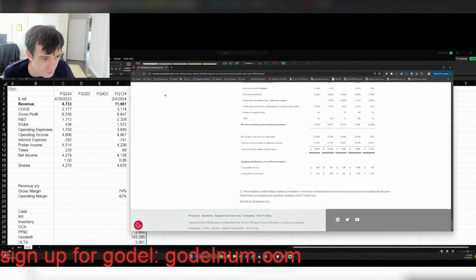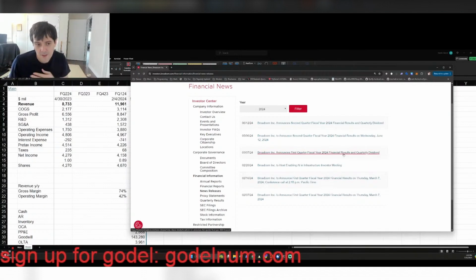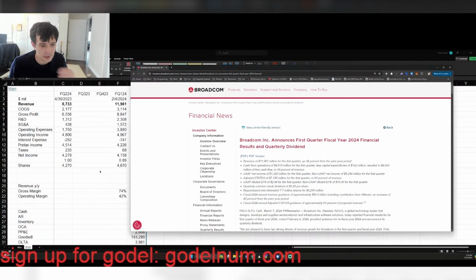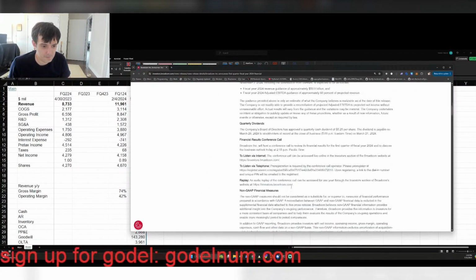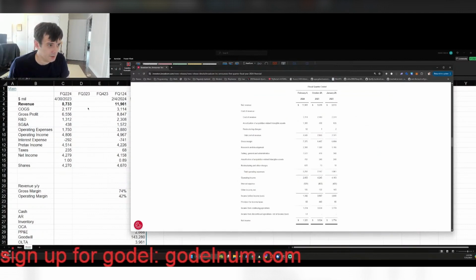Okay, so that's really it for financial statements. To understand Broadcom, we have to look at more than just the financial statements. For example, they're rumored to potentially be making a chip for OpenAI. Interesting, right? I like how they do their financial statements, by the way.